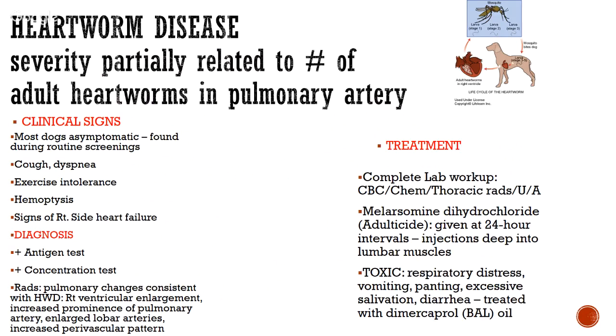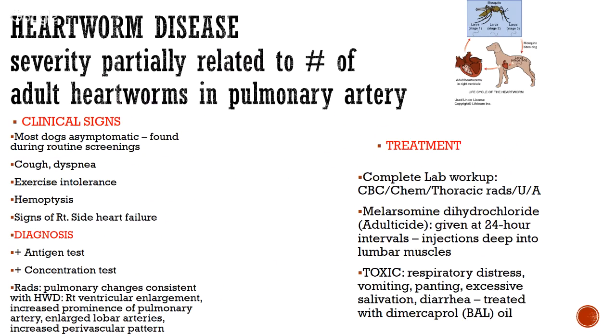Most dogs can be asymptomatic, and we find them during routine screenings. But some dogs come into us with cough or dyspnea, difficulty breathing, exercise intolerance. They're coughing up blood. They have signs of right-sided heart failure. And so we do a test, a positive antigen test, which is our SNAP test, or we can do a positive concentration test that looks for those little microfilaria.